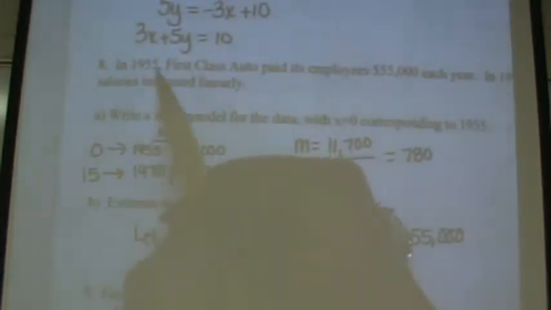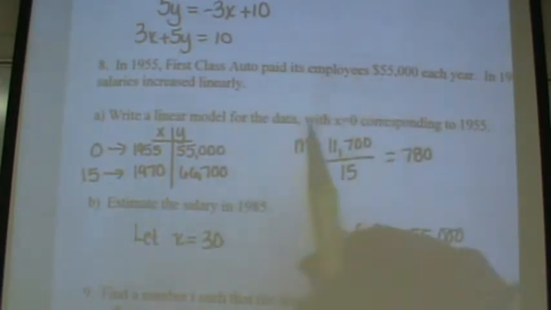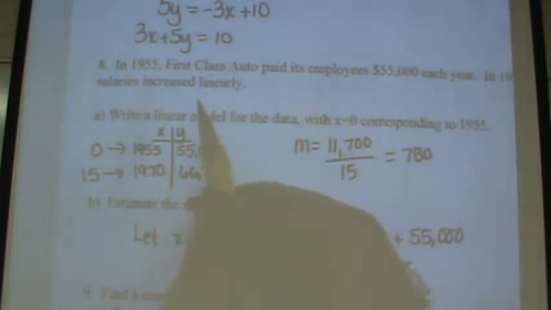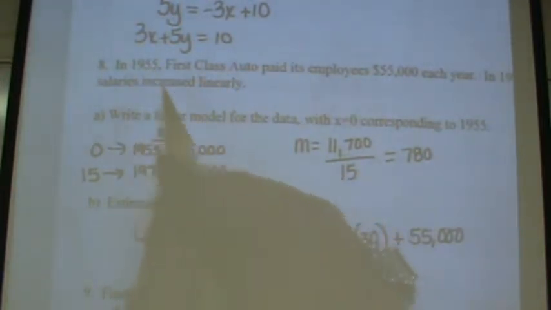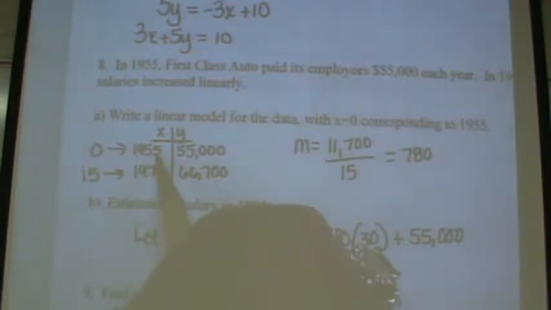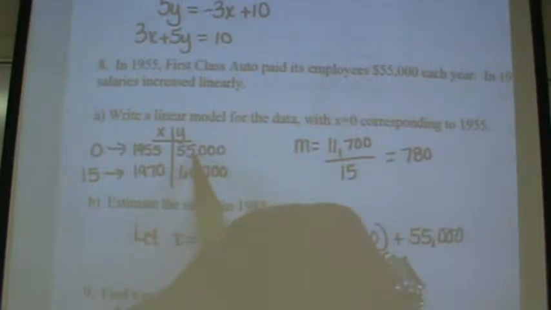In the year 55, First Class Auto paid its employees $55,000. They're telling you to use x is 0 for the year 1955. That's going to be your slope-intercept, your y-intercept right there, your 55,000. So for the year 0, which represents 1955, the employees received 55,000. And then in 1970, which is 15 years later, so x would be 15, they received 66,700.